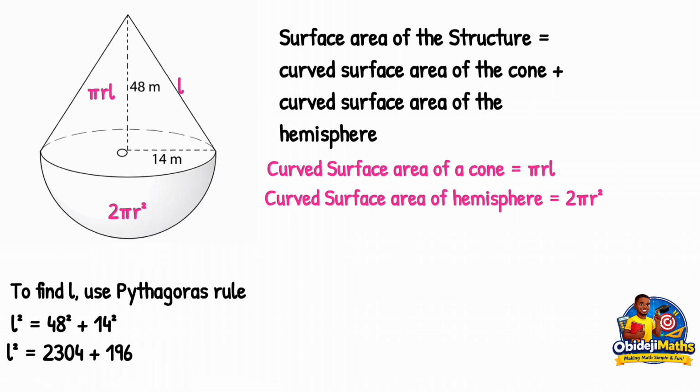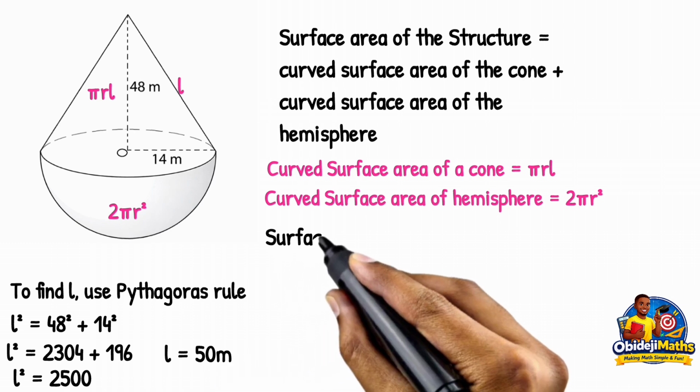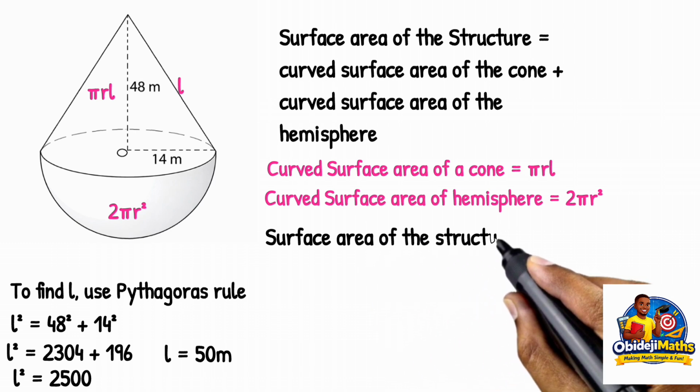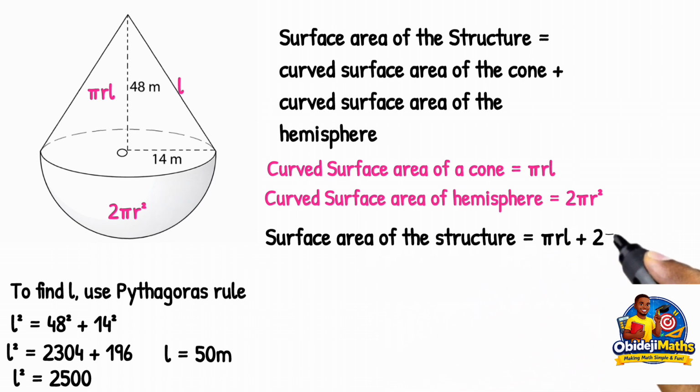L square equals 48 square plus 14 square, which is 2,304 plus 196. Adding them together will give us 2,500. Find the square root of 2,500 and that will give us 50 meters. So the slant height is 50 meters. Now we can easily find the surface area of the structure.